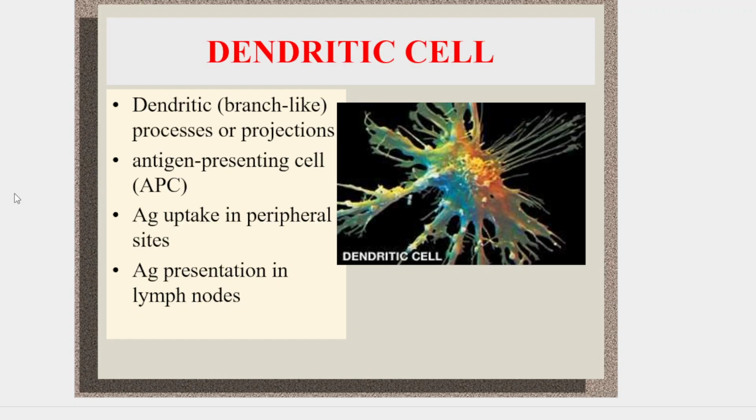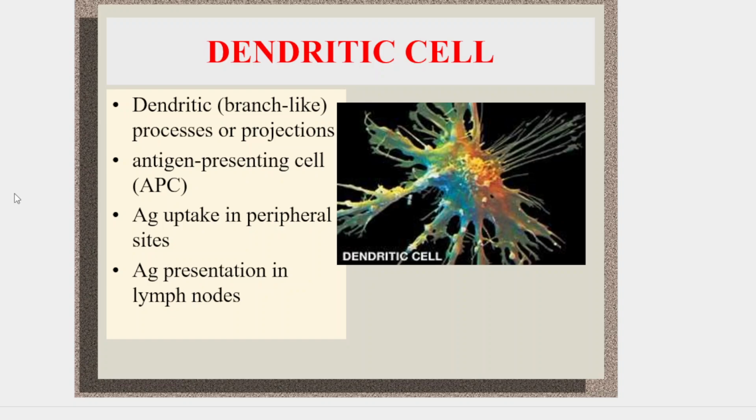Dendritic cells are specialized type of antigen presenting cells that play a crucial role in the initiation of adaptive immune response. They act as the primary link between the innate and adaptive immune systems by capturing antigens in peripheral tissues, migrating to secondary lymphoid organs like lymph nodes, and presenting these antigens to T lymphocytes, thereby activating them.